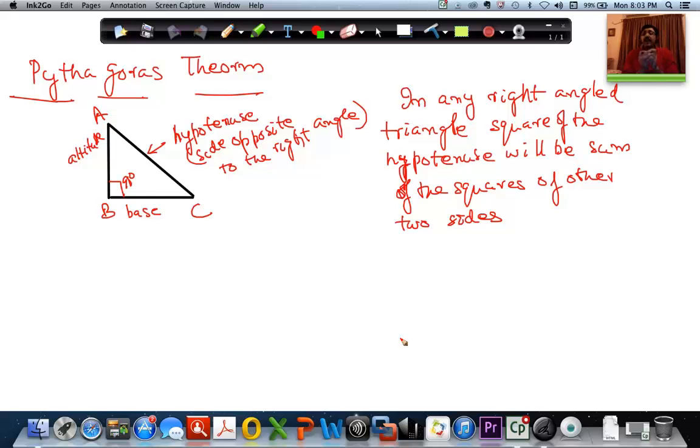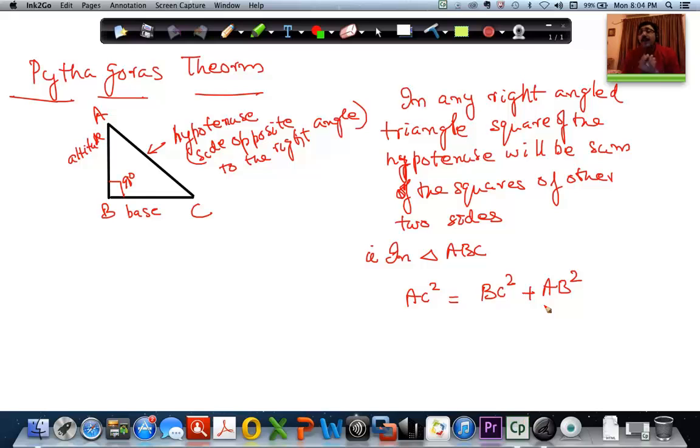If in any right angle triangle, the square of the hypotenuse, which is the side opposite to the right angle, is the sum of the squares of the other 2 sides. So what does it mean here? This means that in triangle ABC, AC squared is equal to BC squared plus AB squared. So the square of the hypotenuse is equal to the sum of the squares of the other two sides.